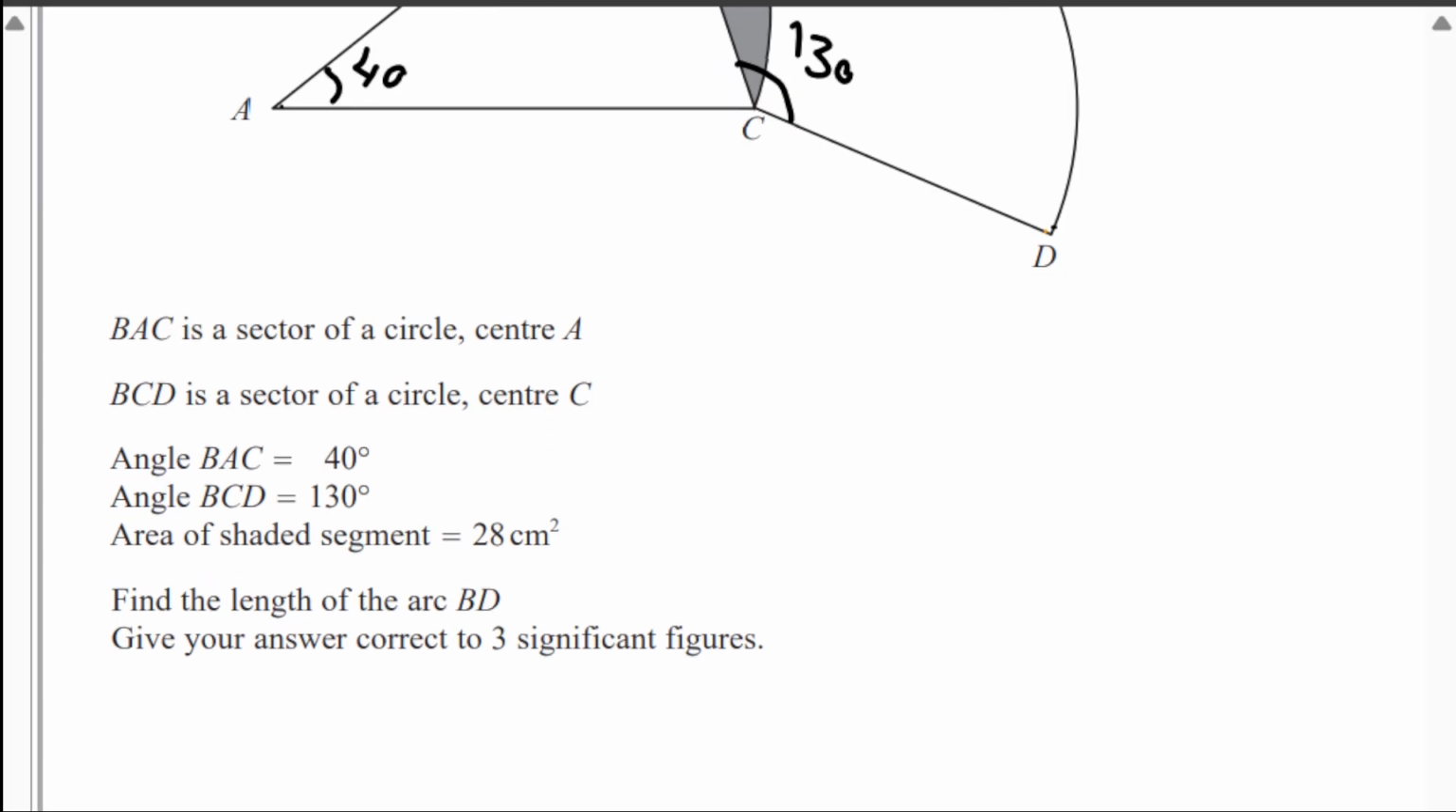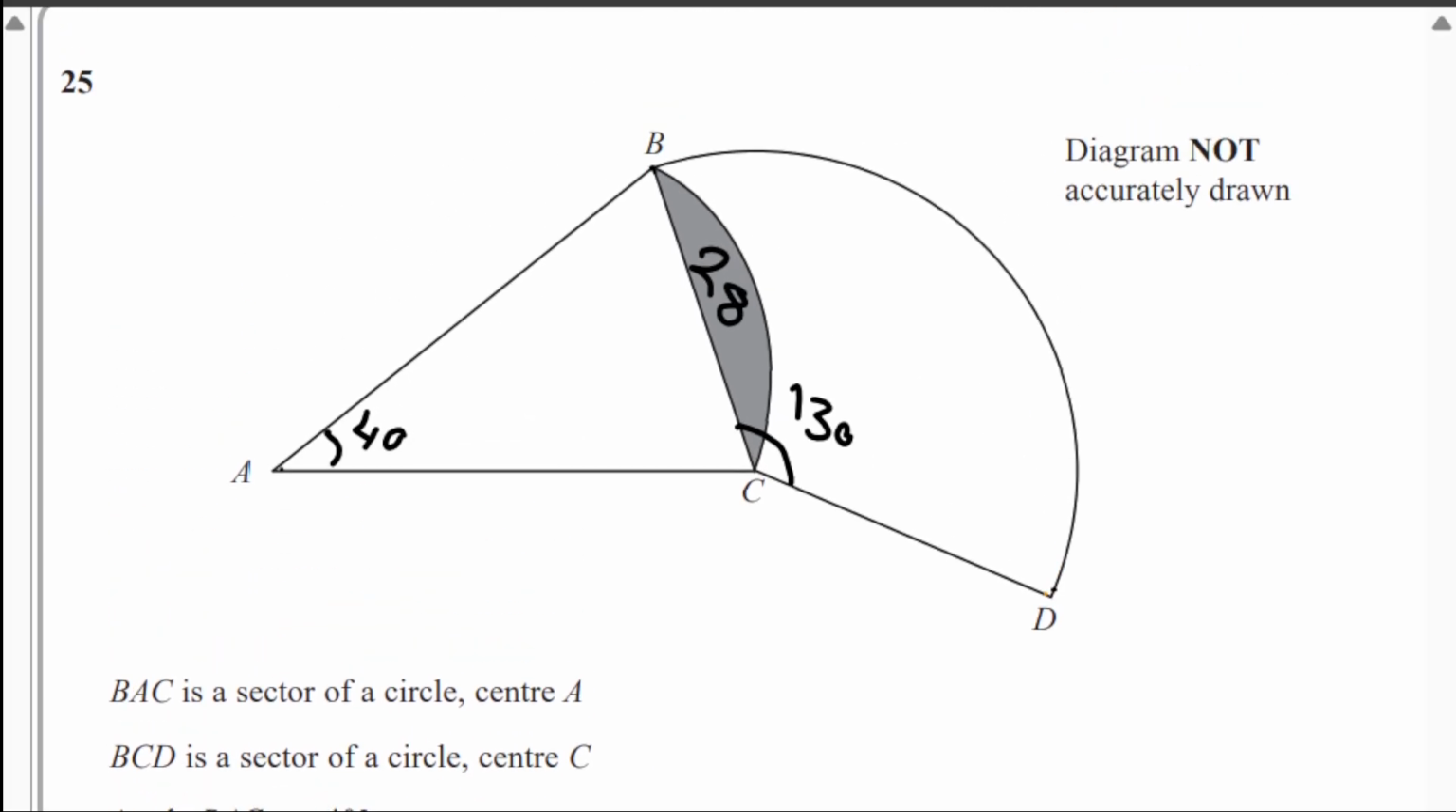Then they ask you to find the length of arc BD, this nice arc here. If you'd like to, you can solve both and try it yourself. Now, what I will do is I'll first need to know what's the shaded area. The shaded area, the 28 here, is the area of this sector, all of this, minus the area of this triangle, right? So, what's the area of the sector?